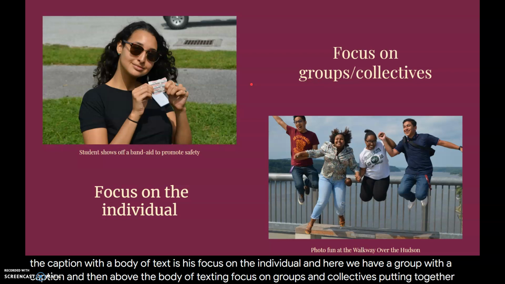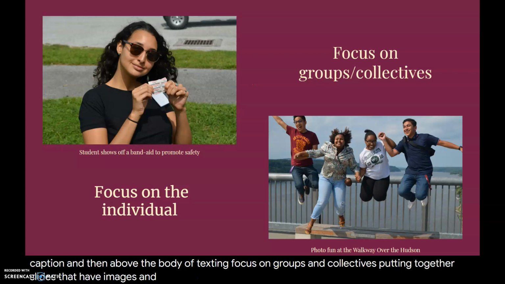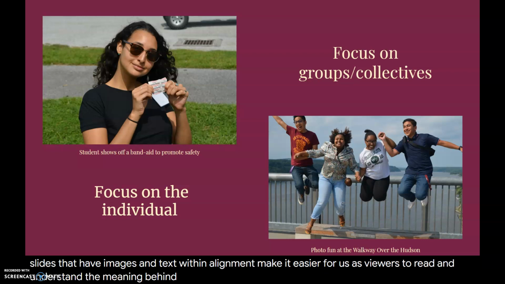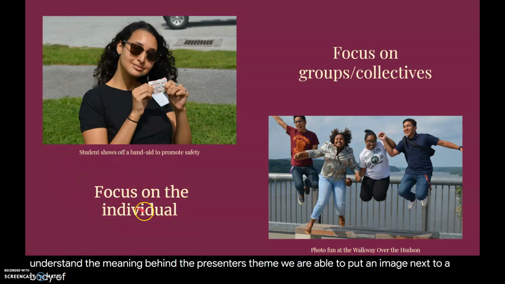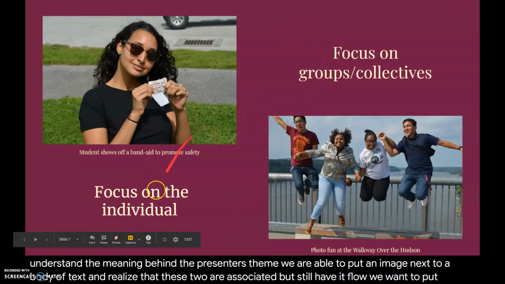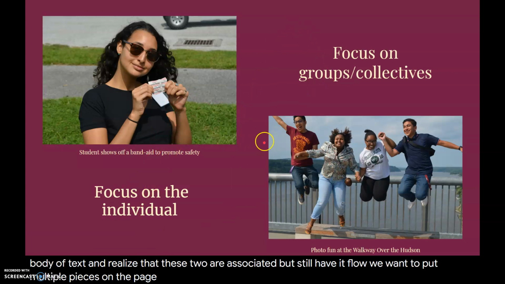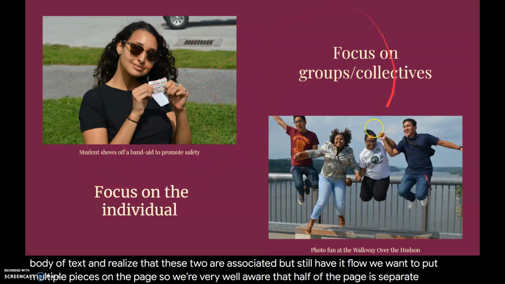with a caption, and then above the body of text saying focus on groups and collectives. Putting together slides that have images and text within alignment makes it easier for us as viewers to read and understand the meaning behind the presenter's theme. We are able to put an image next to a body of text and realize that these two are associated, but still have it flow when we want to put multiple pieces on the page. So we're very well aware that half of the page is separate from the other half.